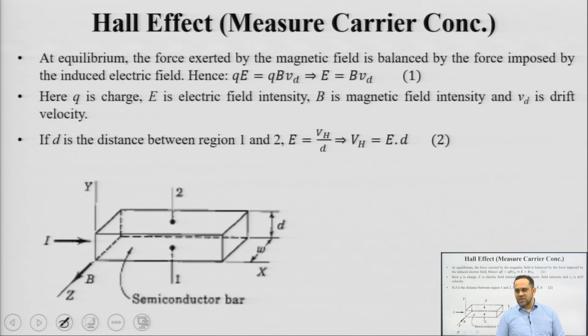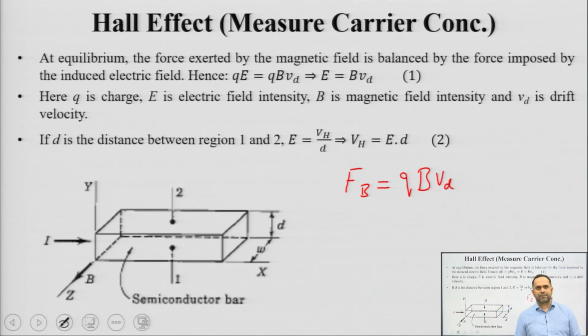Now, you see the charge carriers in this arrangement are experiencing two types of forces. One force is applied via this magnetic field, and we know that a magnetic field exerts a force only when your charge carriers are moving. So, this force due to the magnetic field is whatever force is exerted by this magnetic field on moving charge carriers. Here Q is charge, B is the intensity of the magnetic field and Vd is your drift velocity.